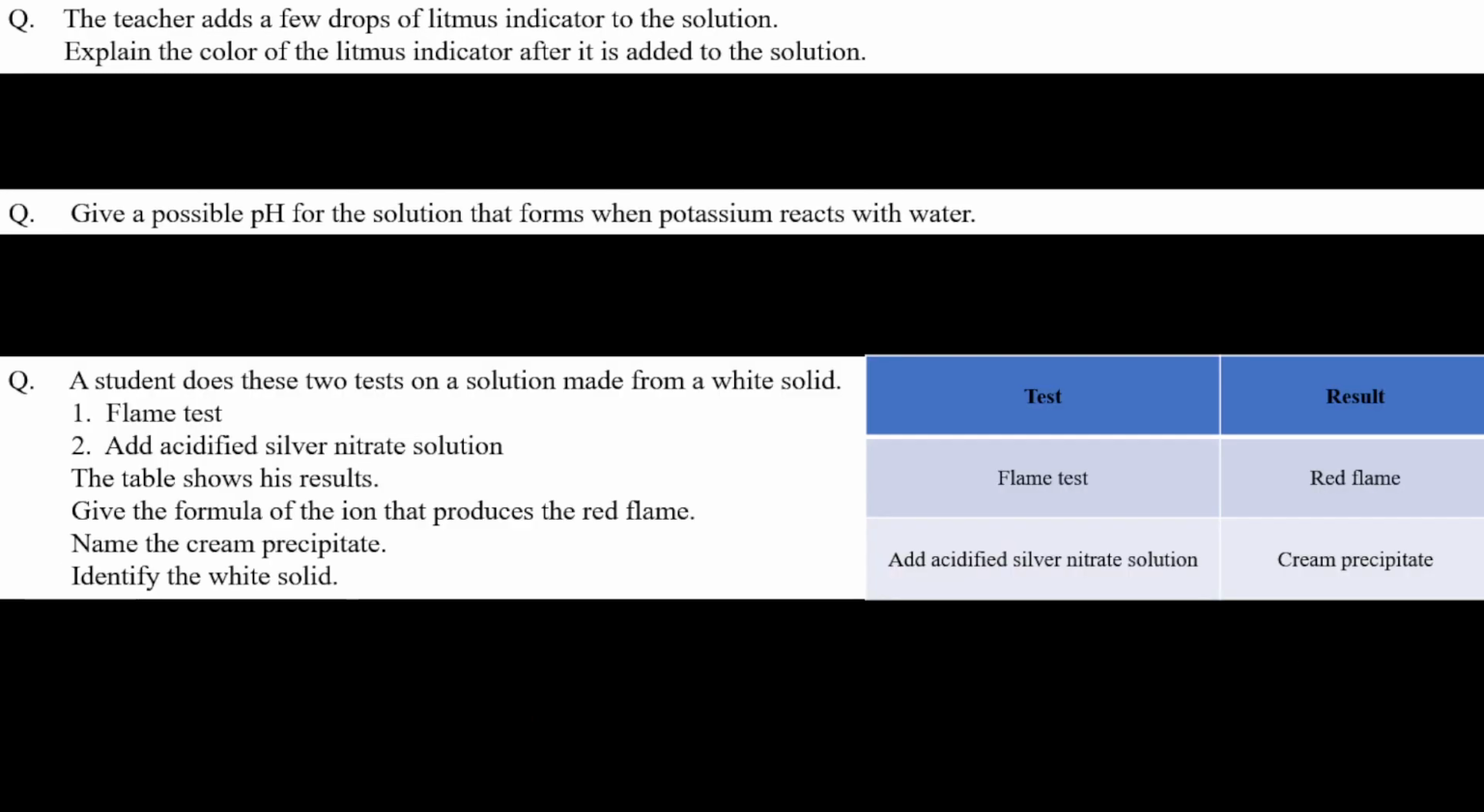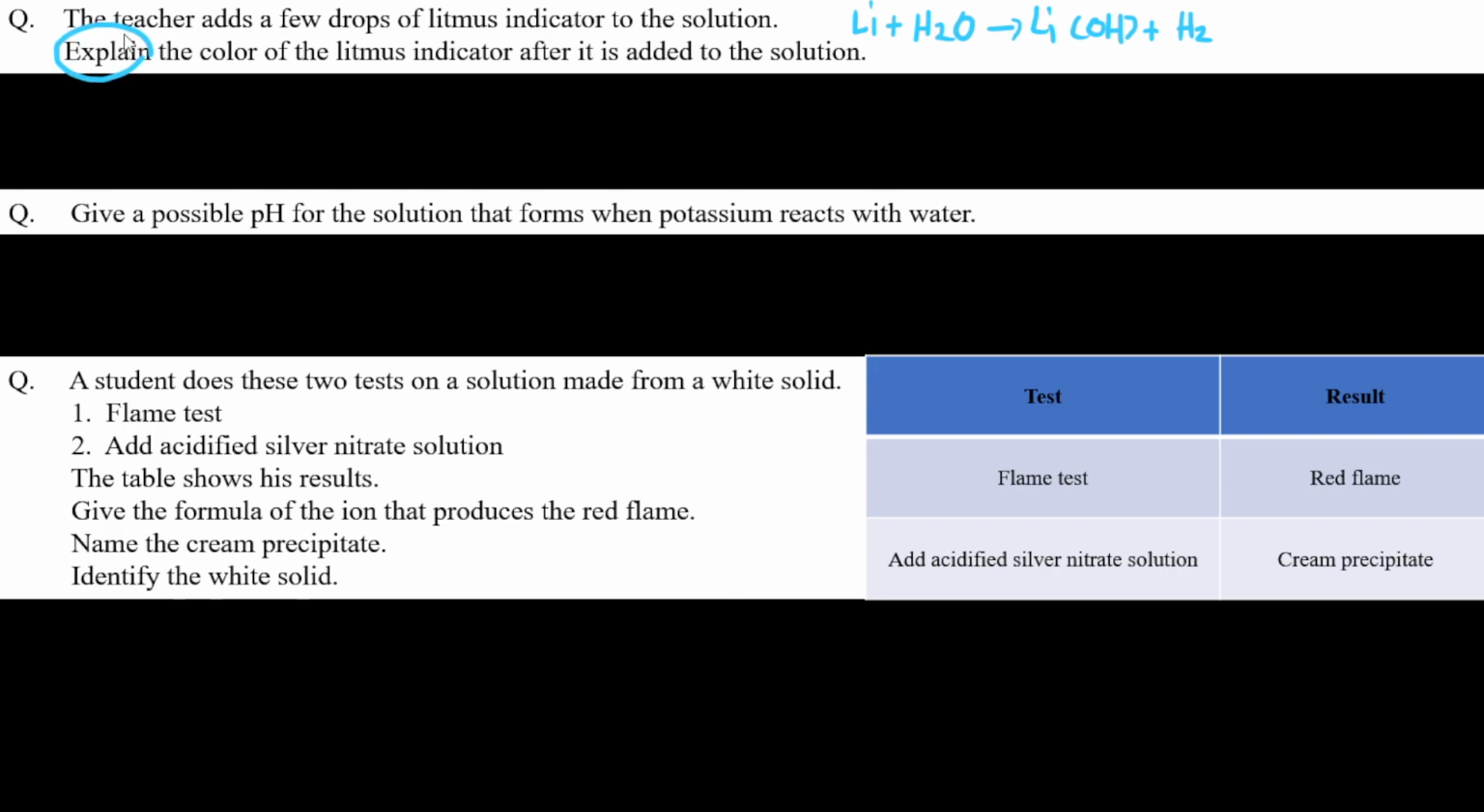Now, for this question, I forgot to mention that the teacher is adding lithium to water. Okay, so let's write down the equation. You're going to get lithium hydroxide plus hydrogen. Alright, explain the color of the litmus indicator after you add lithium to water and you're adding your litmus indicator into lithium hydroxide. So the thing that I want you guys to focus on here is explain.